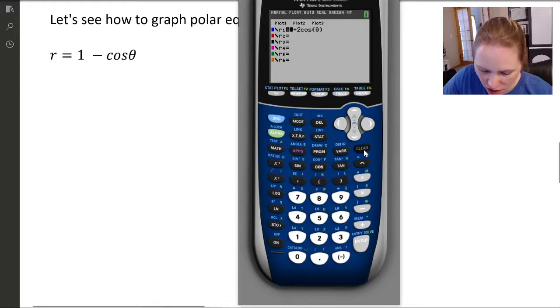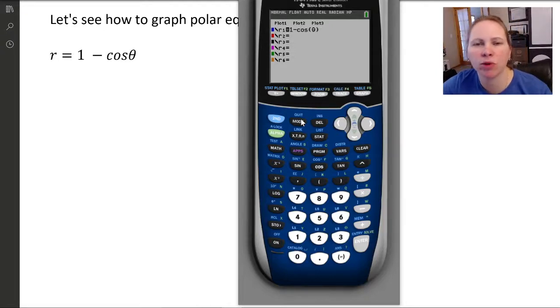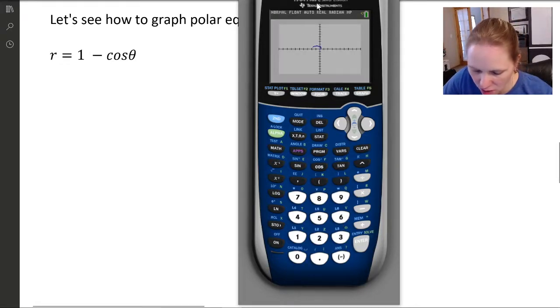I'm going to clear everything out, and I'm going to start typing in this function, 1 minus cosine theta. Now what I would recommend to you is if you have a graphing calculator, go ahead and pause right now and get that graphing calculator out, put it into polar mode, and follow along here. I'm going to keep going, and I'm just going to hit zoom 6 and see what happens. That's kind of my general way of doing things. And when I look at this, it's kind of hard to see, and maybe I need to set my window. It looks like maybe 2 to -2 or 3 to -3 might be appropriate.